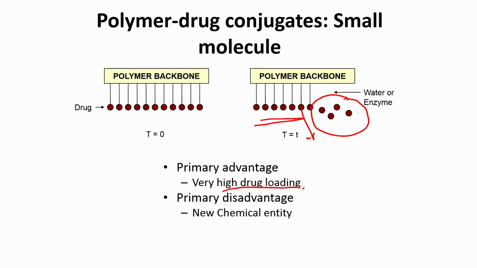However, one problem here, a disadvantage here, is now you have attached a new polymer to it. So it is a new entity, it is a new chemical structure now. So you have to get a separate approval for this, you have to first make sure that this is compatible and it is going to work in the system.